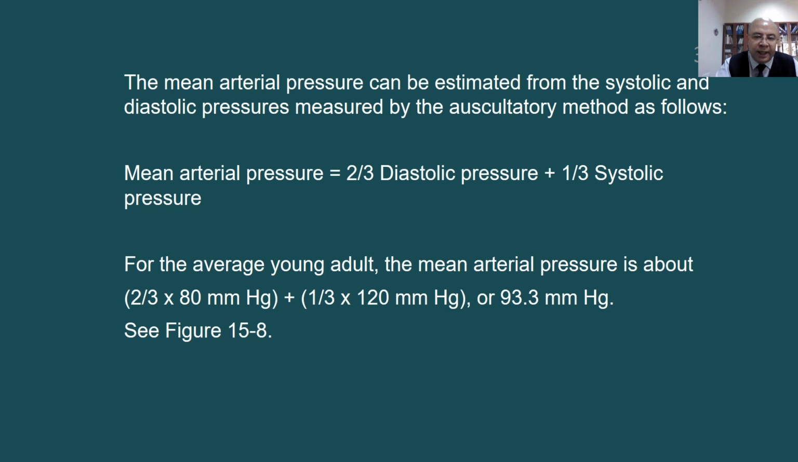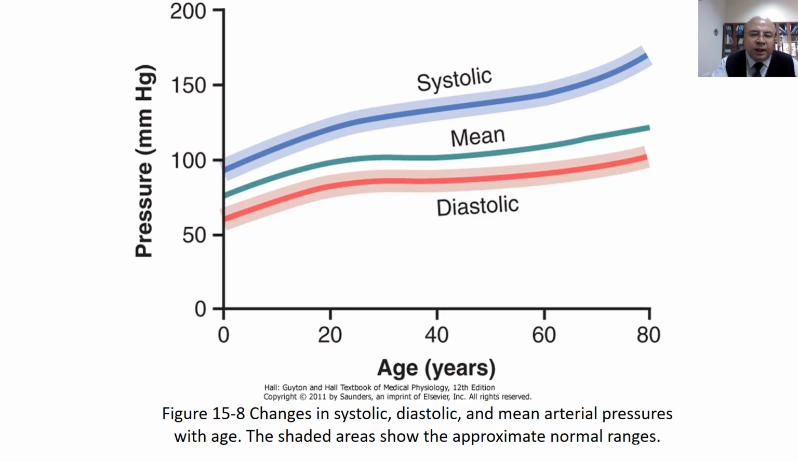So in an average young adult, mean arterial pressure can be calculated as 93.3 millimeters of mercury. In this figure, here in the young adult, it's this point. With increase in age, you see the mean arterial pressure increases a little bit. Diastolic pressure also increases a little bit, but the systolic pressure increases quite a lot compared with mean or diastolic pressure.